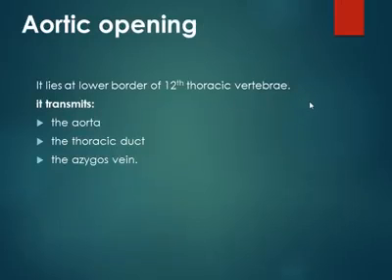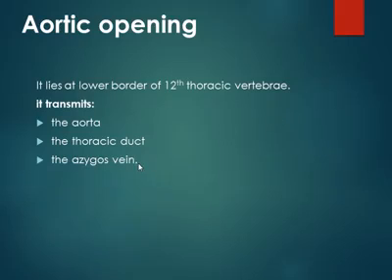First of all, aortic opening of diaphragm. It lies at the level of the 12th thoracic vertebra. It transmits aorta, thoracic duct and azygous vein. Thoracic duct is basically the largest lymph vessel present in the human body. It extends from abdomen to the lower part of the neck.